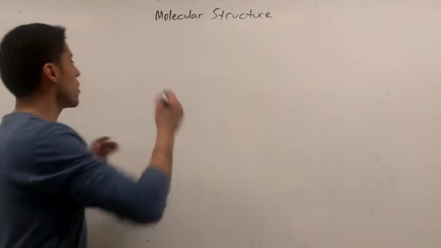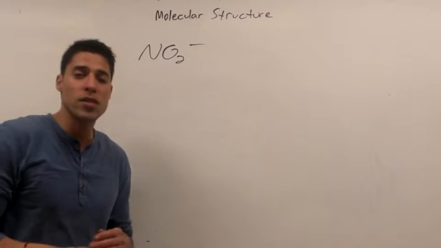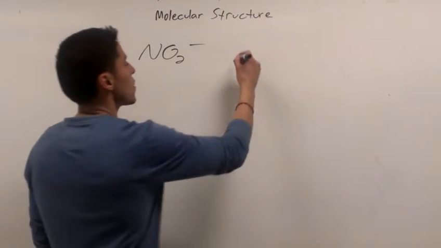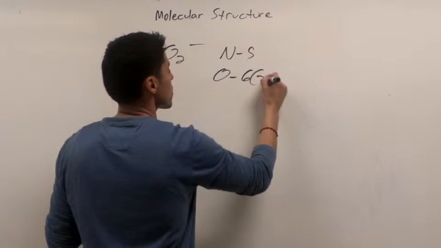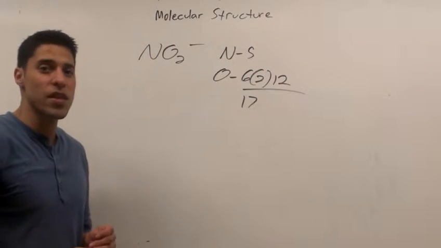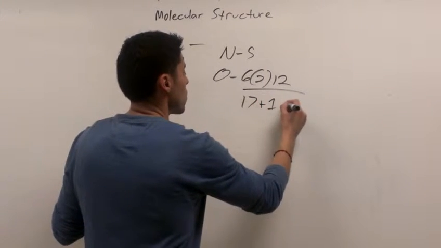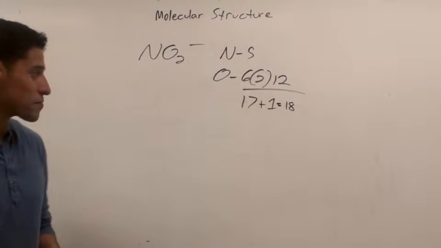Okay, the next molecule we're going to look at is the nitrogen dioxide anion. So here we have nitrogen with 5 valence electrons, oxygen with 6, giving us a total of 17 valence electrons. We're going to add one more for the charge there. We have a total of 18.